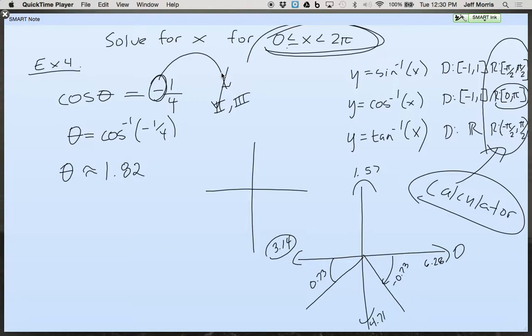You guys, you have to find the reference angle off of 1.82. There's 1.82. To find that reference angle, you got to go 3.14 minus 1.82. Do that. So find the reference angle. What do you get? But a lot of people want to say that's the answer. No, that's the reference angle, so I can go to quadrant 3 and get my other answer. So how am I going to get my answer in quadrant 3? Pi plus 1.32. What do you get?